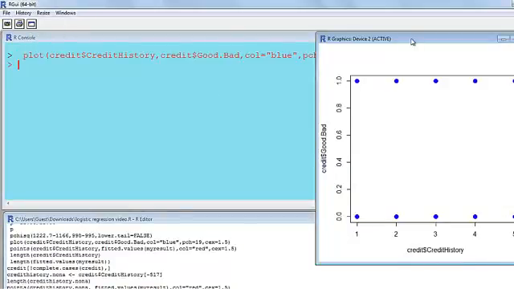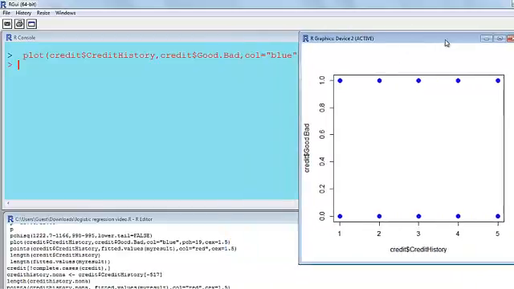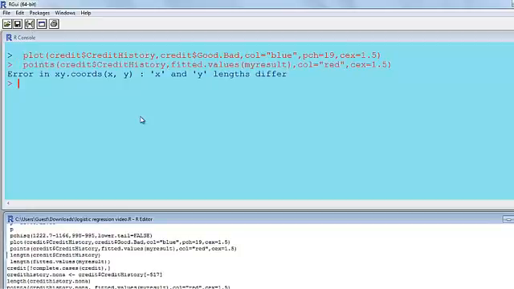So if you plot this, that is how the graph looks. As you can see, given a credit history, the good bad score can be either 0 or 1. So that is how my actual data looks. Let's see how the predicted values are going to look. So if I am again plotting credit history with the predicted values given by my result, let's try to plot this one. Now if I'm trying to plot this one, I see an error appearing, and the error is basically saying that X and Y lengths differ.